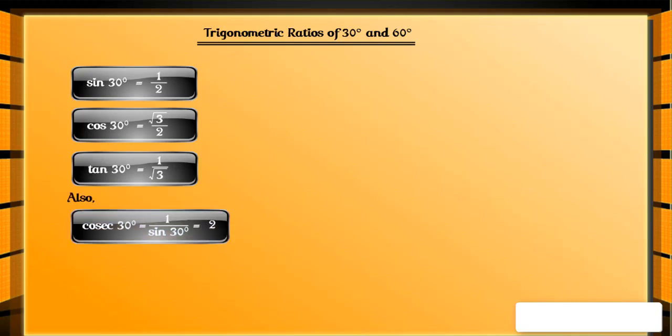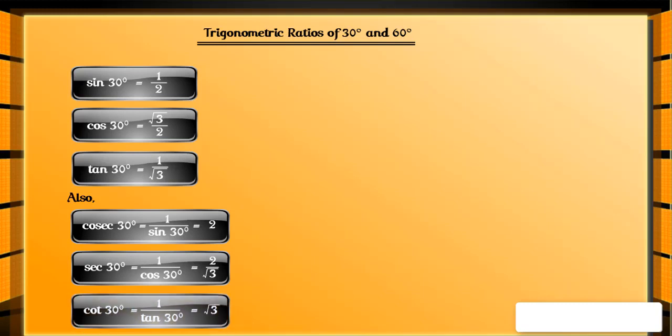Also, cosec 30 degrees is equal to 1 upon sin 30 degrees, which is equal to 2. Sec 30 degrees is equal to 1 upon cos 30 degrees, which is equal to 2 upon under root 3. Cot 30 degrees is equal to 1 upon tan 30 degrees, which is equal to under root 3.